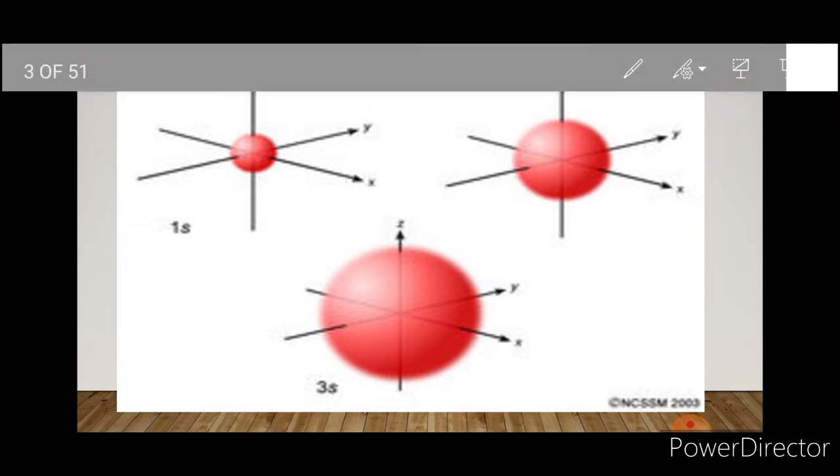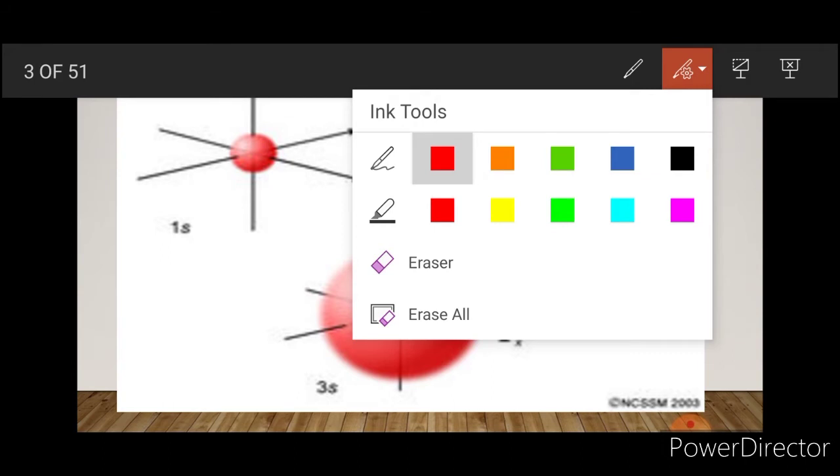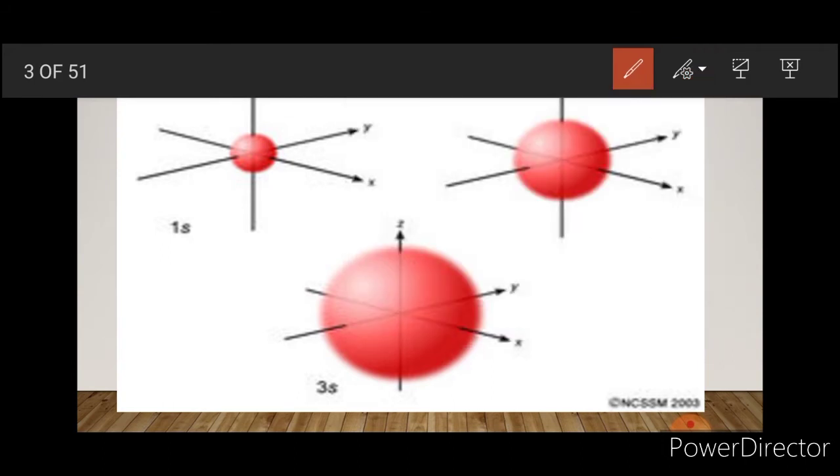For s orbitals, you should know that l will be 0 and m is equal to 0. What is l and m? I hope you remember, children. l is your azimuthal quantum number and m is your magnetic quantum number. For s orbitals, l will be 0 and m will be 0. And this shows that s orbitals have only one orientation. It is possible only when s orbitals are spherical. s orbitals do not have any directional character.